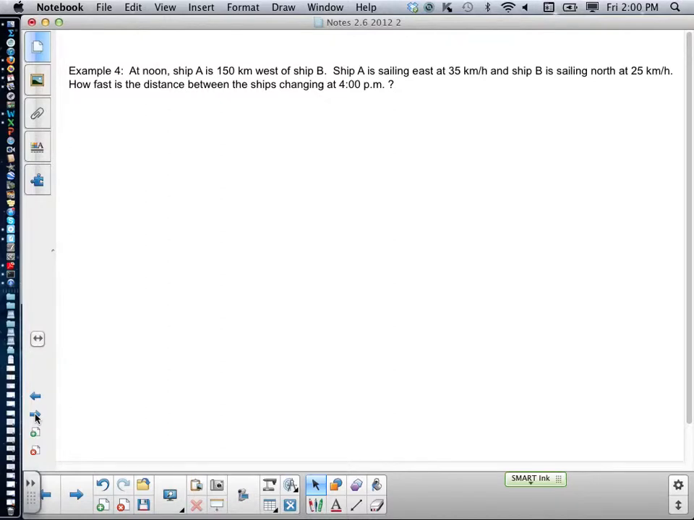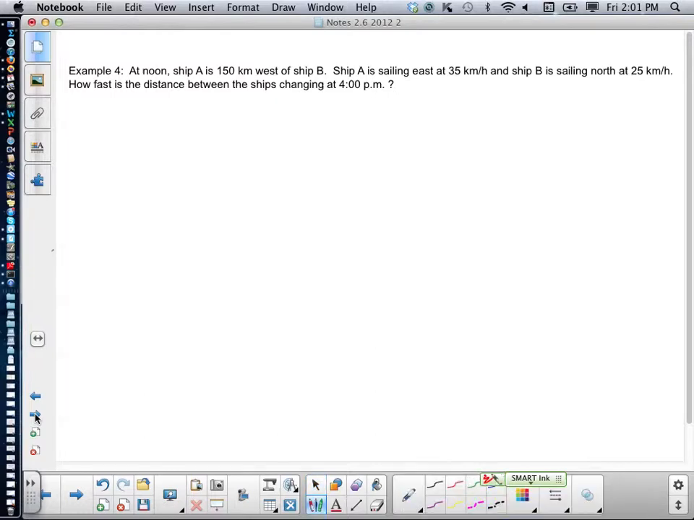Okay, example 4. At noon, ship A is 150 kilometers west of ship B. Ship A is sailing east at 35 kilometers per hour. Oh, this is even harder. This year we did it with the bearings and everything. Okay, so we're not doing anything with bearings, but we are going to see how they relate to each other. What's their distance between them?